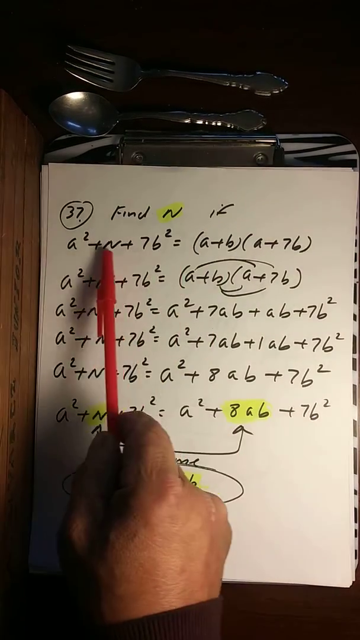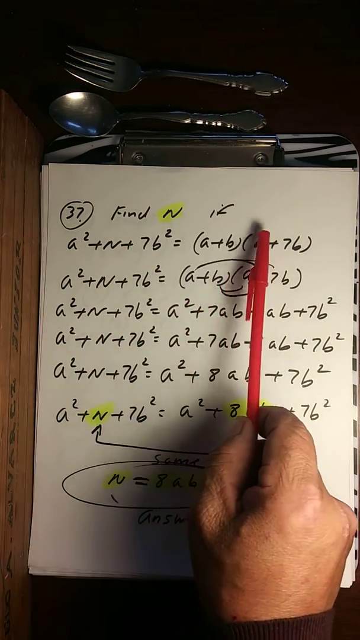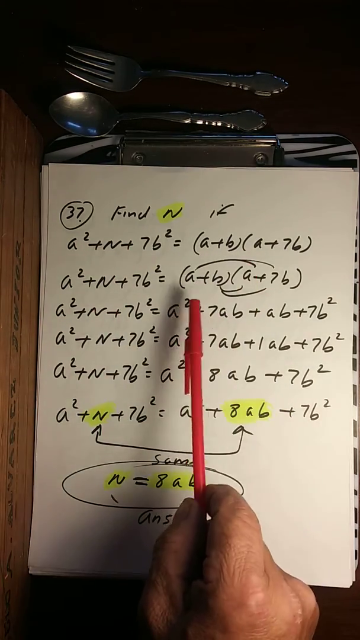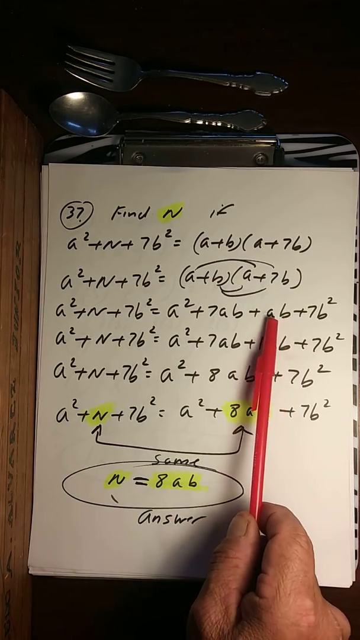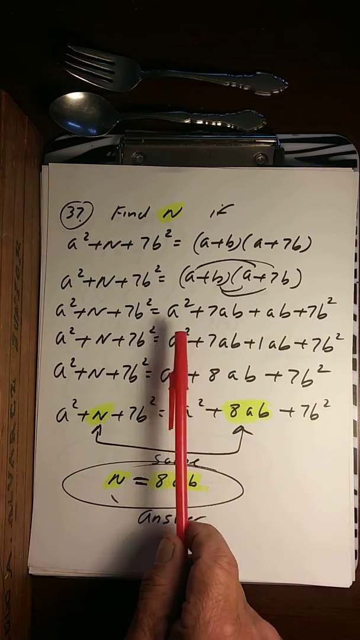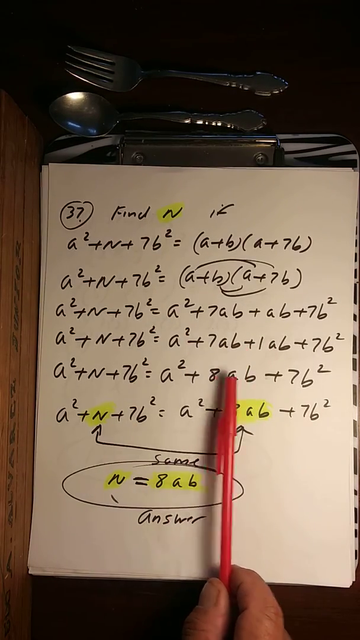Find n if you have this right here. So I'm just going to leave this alone. This one multiplied out: a times a is going to be a squared. That times that is going to be 7ab, and ab. And this is going to be 1ab, I just rewrote it that way. So a squared plus 7ab plus 1ab is going to be 8ab. So a squared plus 8ab plus 7b squared.